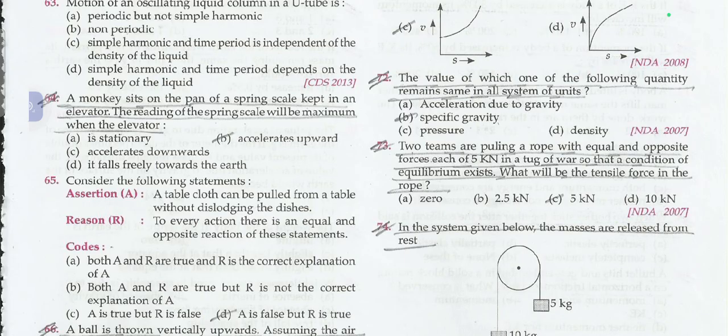Two teams are pulling a rope with equal and opposite forces, each of 5 kilonewton, in a tug of war, so that a condition of equilibrium exists. What will be the tensile force in the rope? 5 kilonewton.